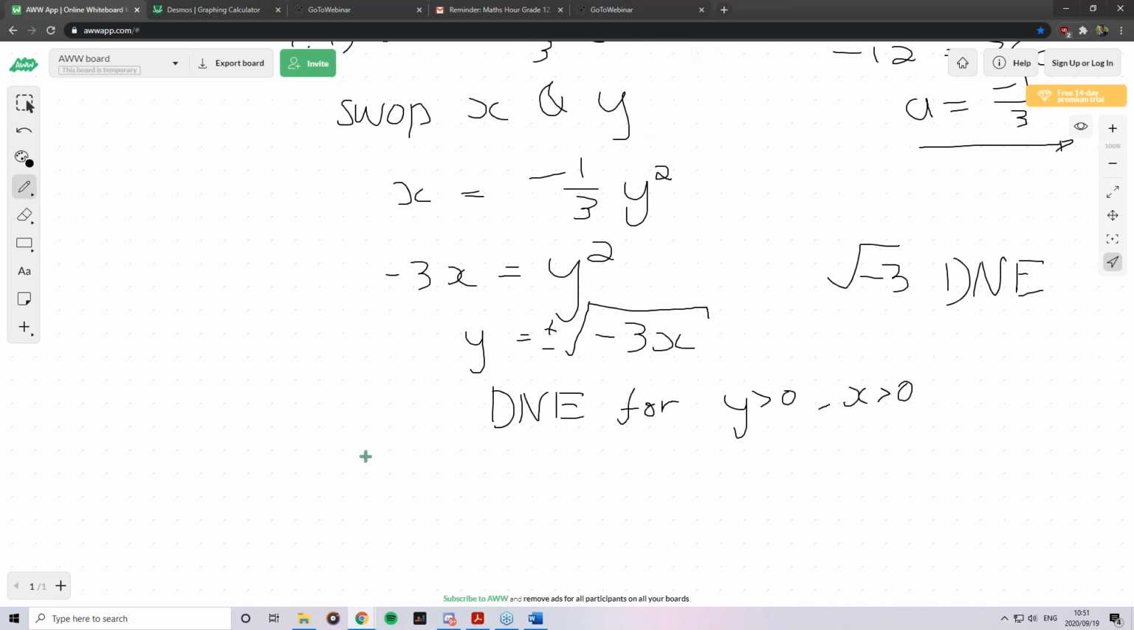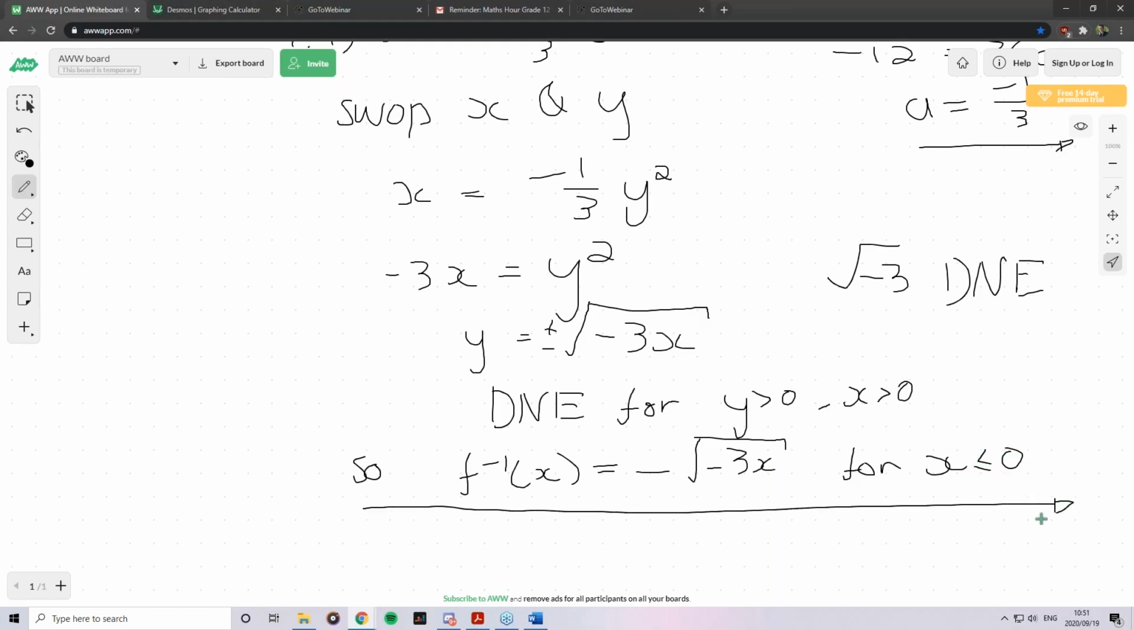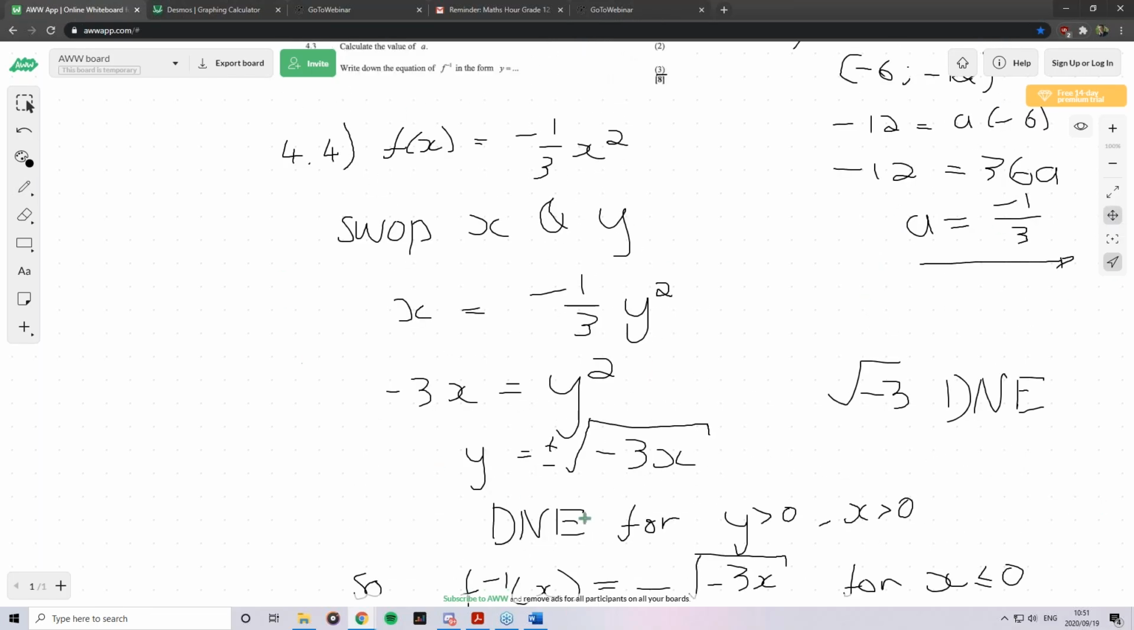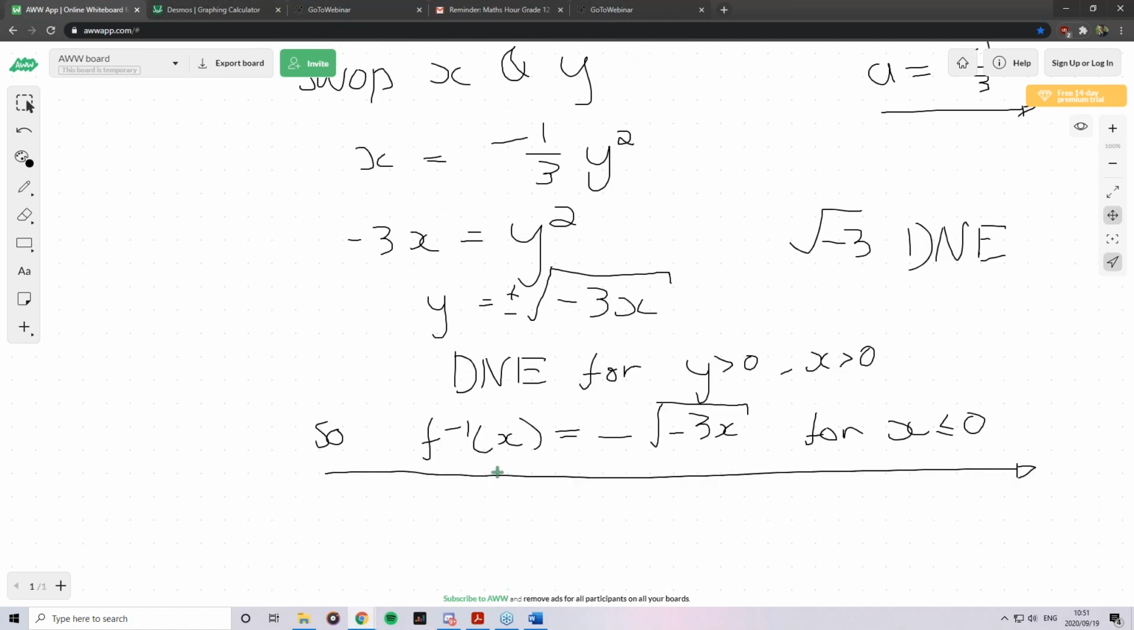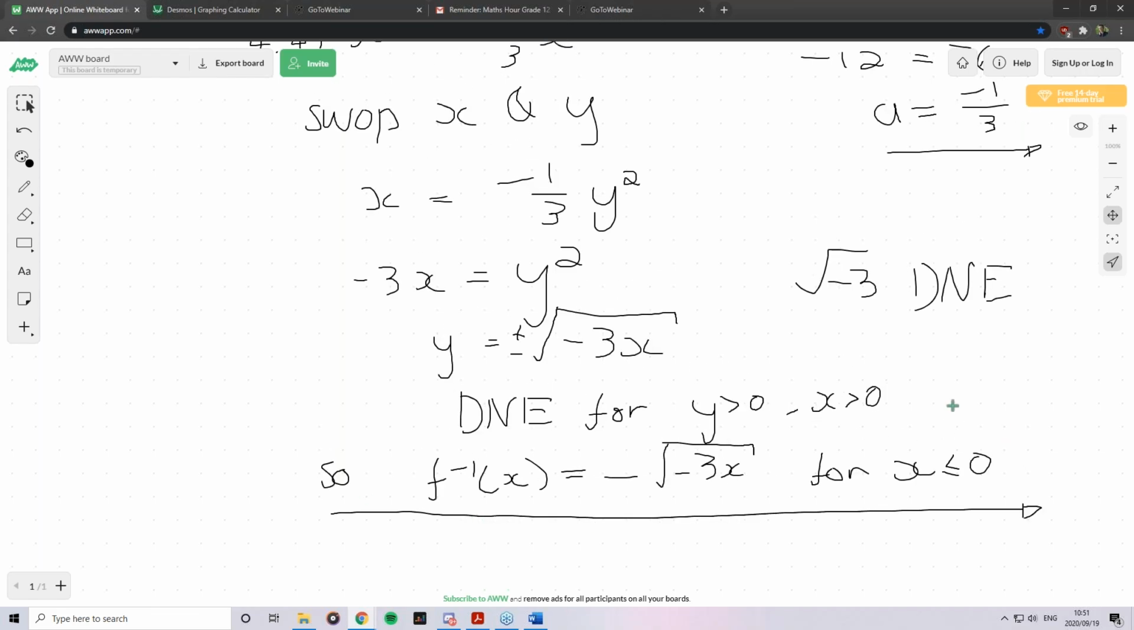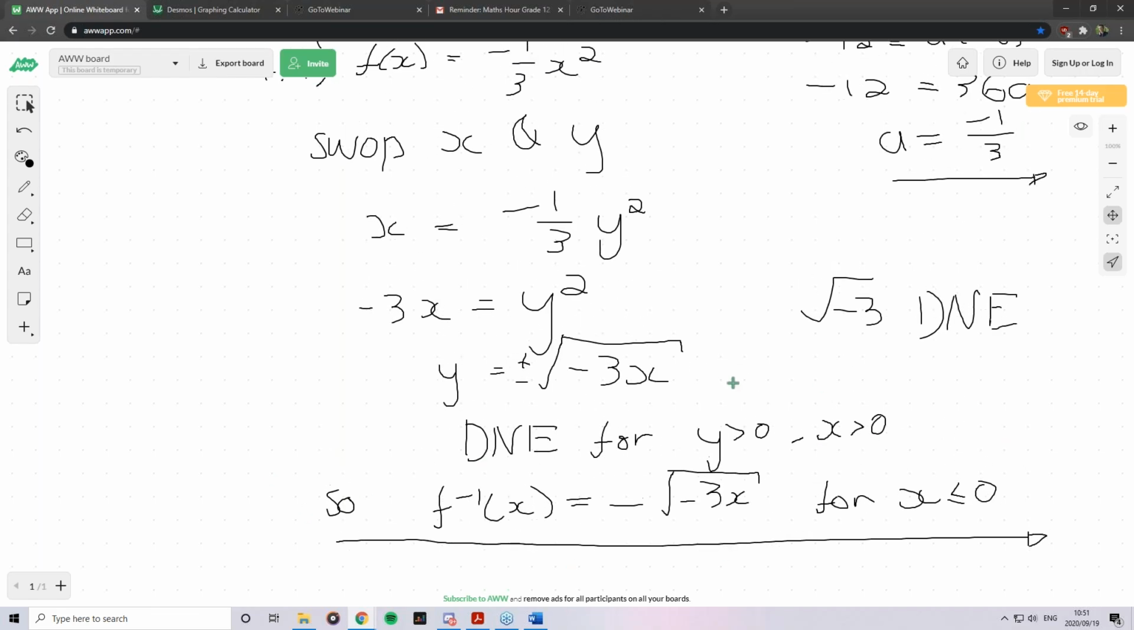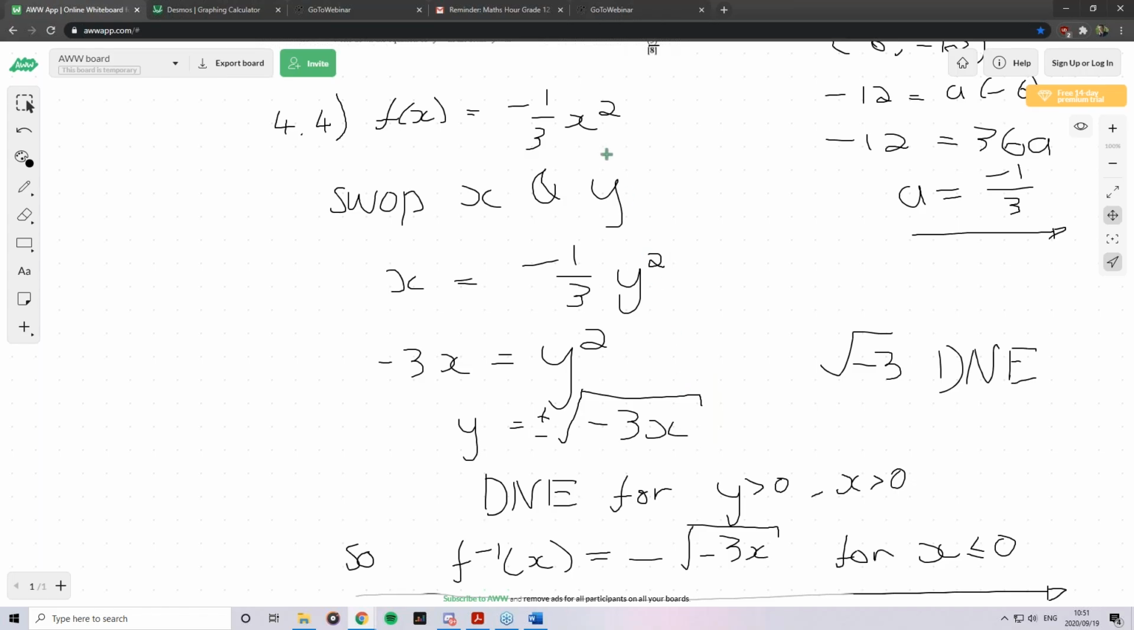And we have that the answer is f inverse of x is equal to minus the square root of minus 3x, for x less than or equal to 0. Now, what's important is most of your marks you're going to get from this, and this should not really be the biggest of your worries. If you can guess this, it does clear it up a lot and it's going to give you a mark, but 2 of your 3 marks you find from here.